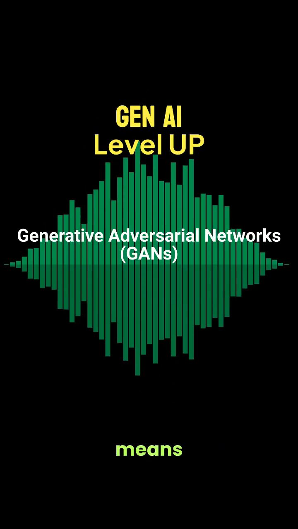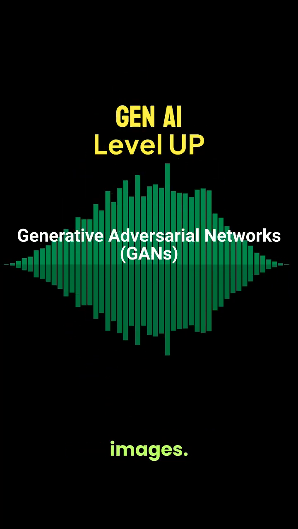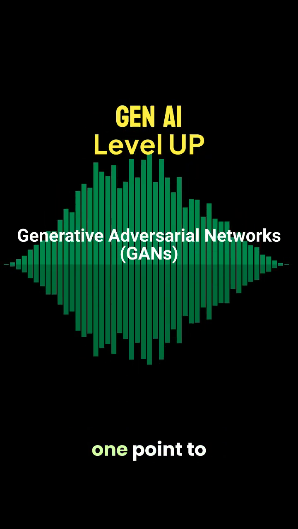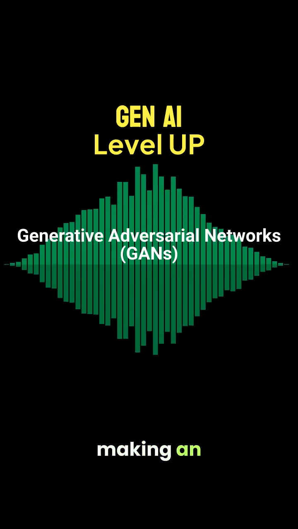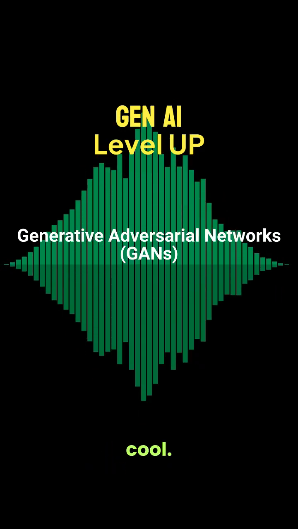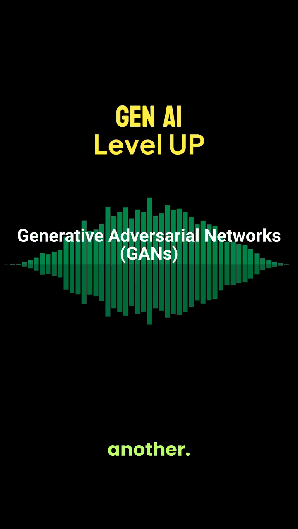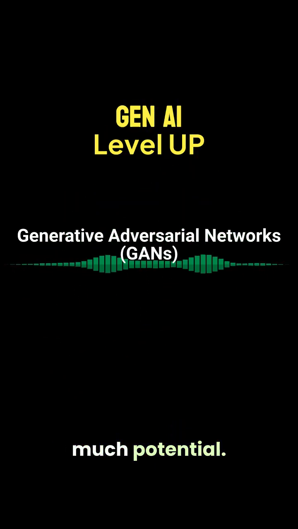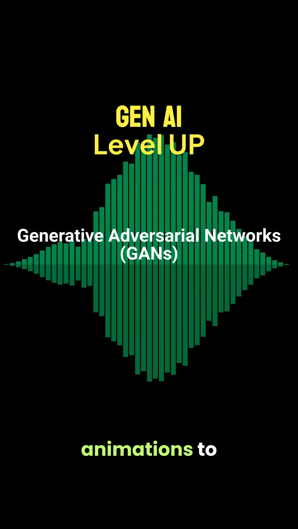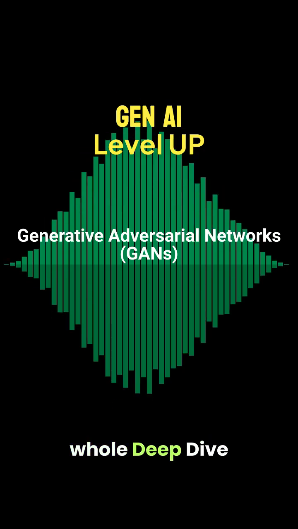So interpolation means moving between these points. Exactly. It's like you've got 2 points representing 2 images, and if you slowly move from one point to the other, you're essentially blending one image into the other, kind of like making an animation. Ah, that's so cool. So it's like watching how the GAN imagines, how it goes from one idea to another. That's a great way to think about it. And this whole technique has so much potential, from making realistic animations to just seeing what GANs can really dream up. This whole deep dive has been amazing.